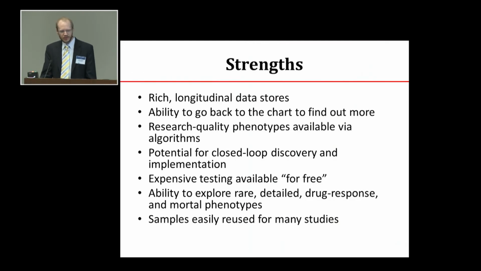So some of the strengths: rich longitudinal data stores. We have the ability to go back to the chart to find out more. So if you have a rare variant, you can go read the records and see what happens. I believe that we can find research quality phenotypes using algorithms. You have the potential for closed-loop discovery and implementation, like Rex said, that we can actually discover something, put it back in a learning healthcare system, and modify the system. We have a lot of expensive testing that's been done and paid for by others, so it's available for free for these exercises. We have the ability to explore rare, detailed drug response and morbid phenotypes if they're collected prospectively. Samples can easily be reused as well.